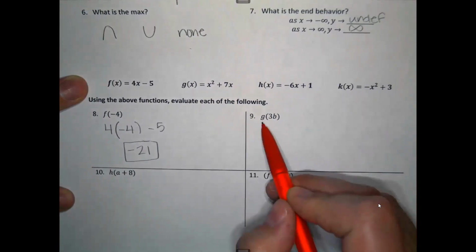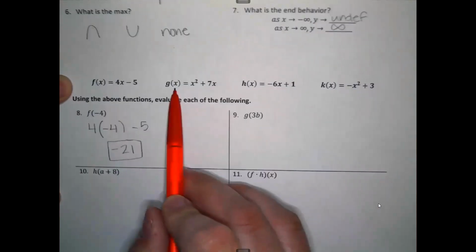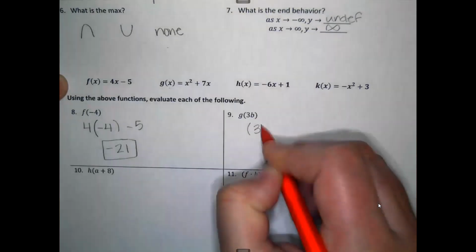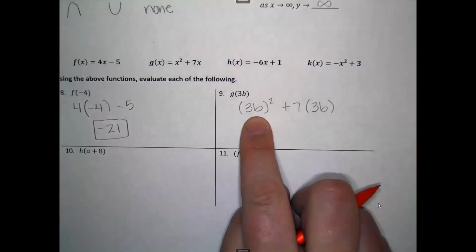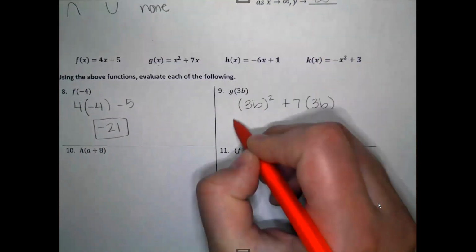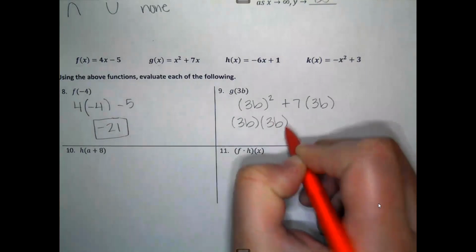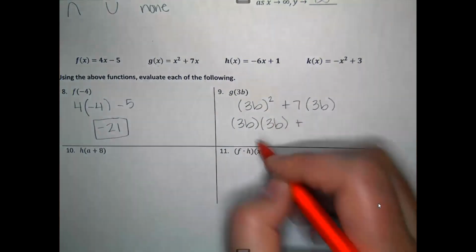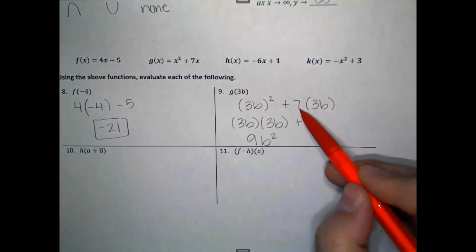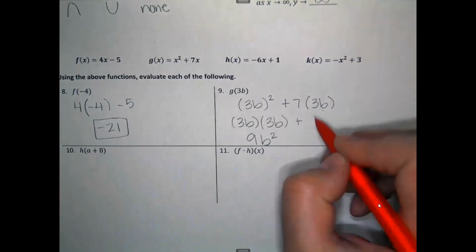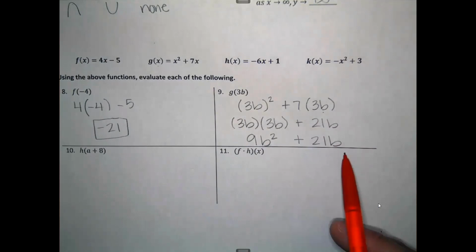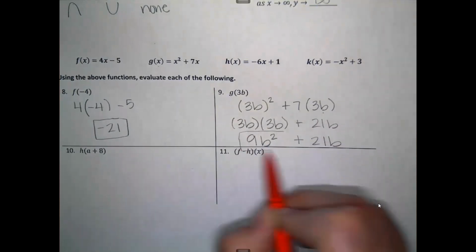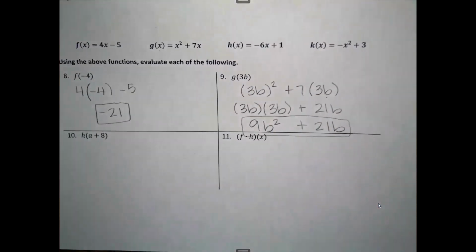Okay. The next one is asking us to take function g and plug in 3b. So we would have 3b squared plus 7 times 3b. If you have 3b squared, what does that mean? What does squared mean? There's 2 of them. So I have a 3b and another 3b. What's 3b times 3b? 9b squared, okay? And then we have a 7 times 3b, 21b. Okay, I'm just going to carry that down, 21b. And if we have a b squared and a b, can we add them together? No, those are not like terms, so this is the whole answer, just like that. 9b squared plus 21b. Done.